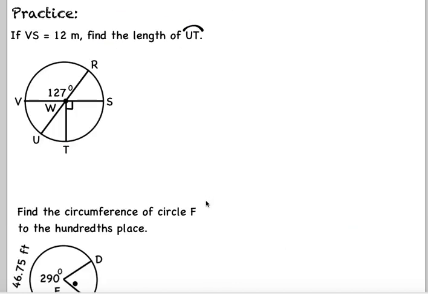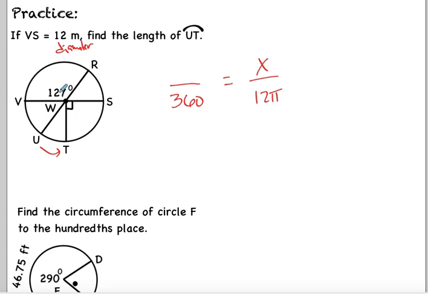Here are a few more examples. It says if VS is 12 meters, well, that would be the diameter. Find the length of arc UT. So UT, this minor arc here from U to T. So again, we're going to be setting up our proportion over 360 here, over circumference here. Circumference pi d is going to be 12 pi. And then we are finding the arc length, and we're going to have the angle measure in a moment.